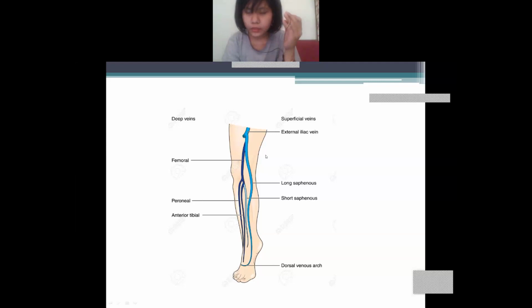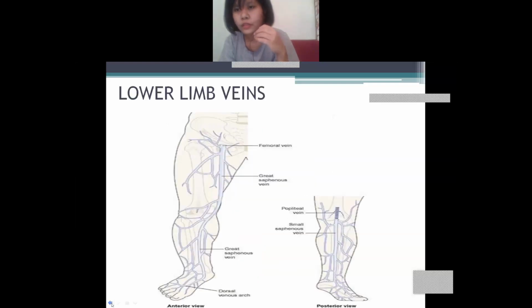Okay. So now let's come to the superficial veins. This is the superficial vein. The two main superficial veins are the small and the great saphenous vein. This one, this one. Superficial veins. The first one is the great saphenous vein. This one. Okay, this great saphenous vein.